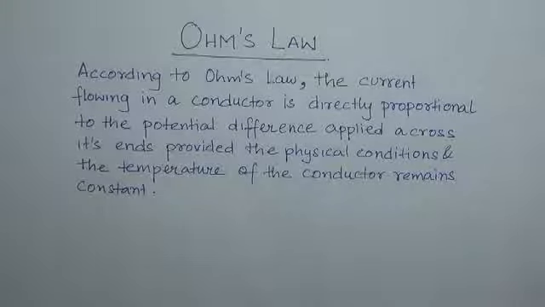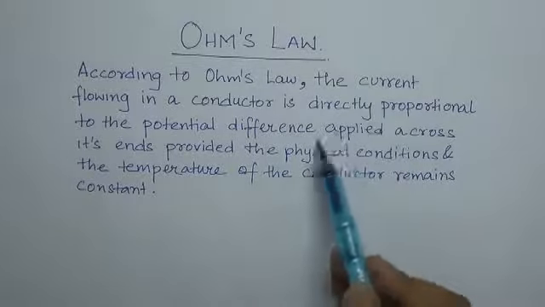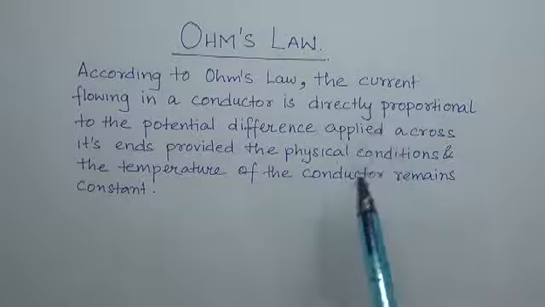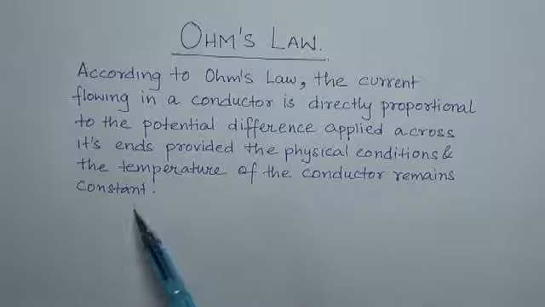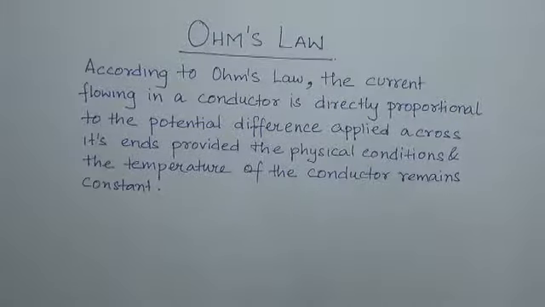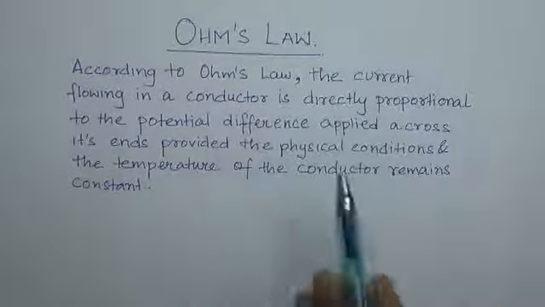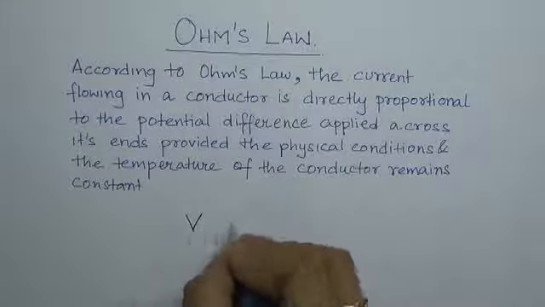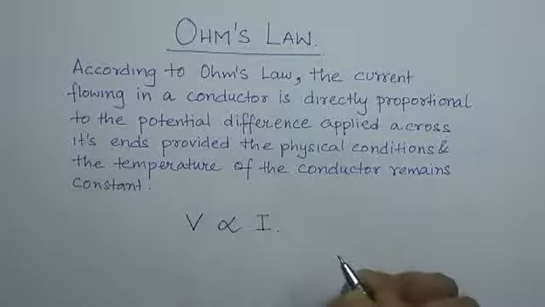So what is Ohm's law saying about the relationship of potential difference and current? That they are directly proportional to each other, only provided if the physical conditions and the temperature of the conductor remains constant. So this is the statement. How we will write it in a mathematical form? Mathematically, we'll just write it as what it says, that the current is directly proportional to potential difference. So we know that the potential difference is designated by the letter V. So potential difference is directly proportional to the current I.